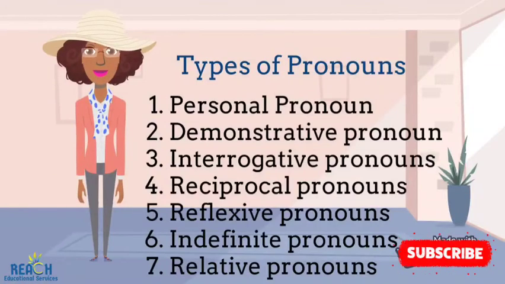Then you have the indefinite pronoun, which, of course, does not refer to any specific person, thing, or amount. It is vague and not definite, as it says. So, all, any, anybody, anyone, anything, each, nobody, none. That would be an indefinite pronoun.